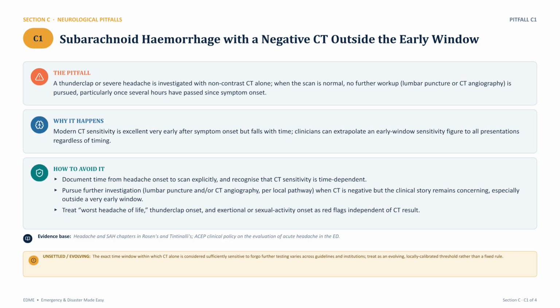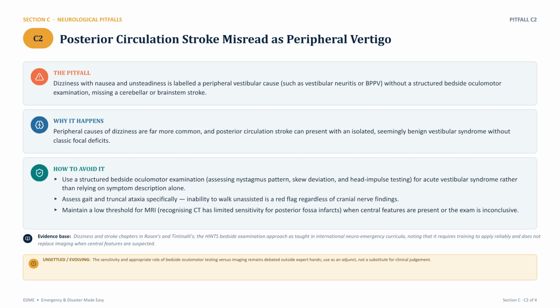Don't let a normal CT stop you from pursuing lumbar puncture or CT angiography if the clinical history of a thunderclap headache remains concerning. Pitfall C2 involves misreading a posterior circulation stroke as peripheral vertigo. Avoid relying solely on symptom description. Utilize structured bedside oculomotor exams, like the HINTS assessment, and maintain a low threshold for neuroimaging when central features are suspected.